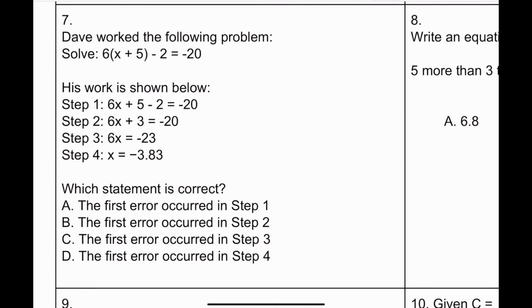Here's an explanation of how to complete number 7. Dave worked the following problem. Solve 6 times x plus 5 minus 2 equals 20. His work is shown below. We want to know where an error occurred.